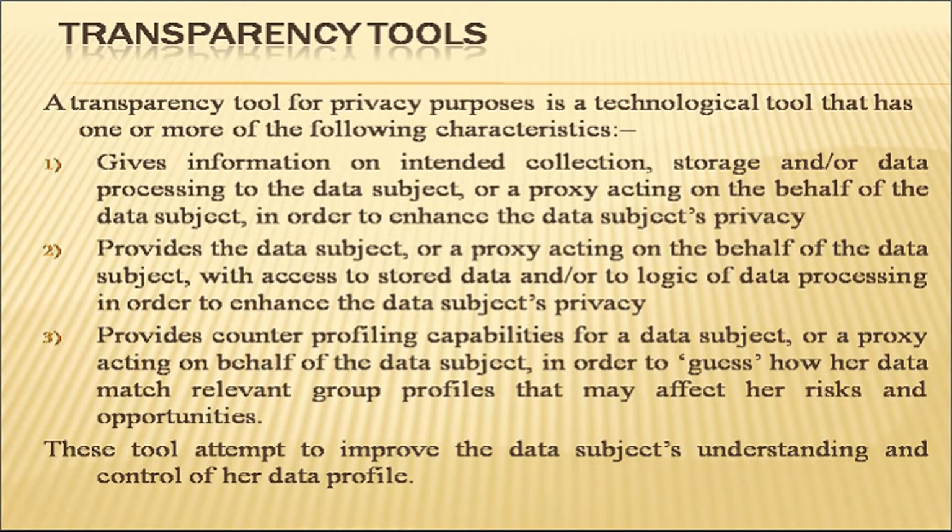Next we have got transparency tools. So these tools are there to complement opacity tools. So here transparency tools attempt to improve the data subject's understanding and control of her data profile. So here we are going to see some of the characteristics of transparency tools. So these give information on intended collection, storage, data processing of data subject. So here either it is given to data subject or it might be given to proxy which is acting on behalf of the data subject.